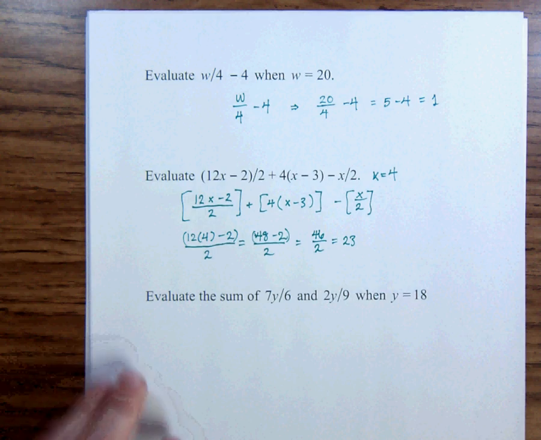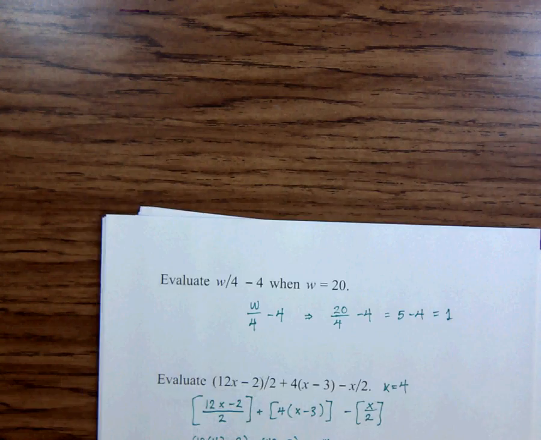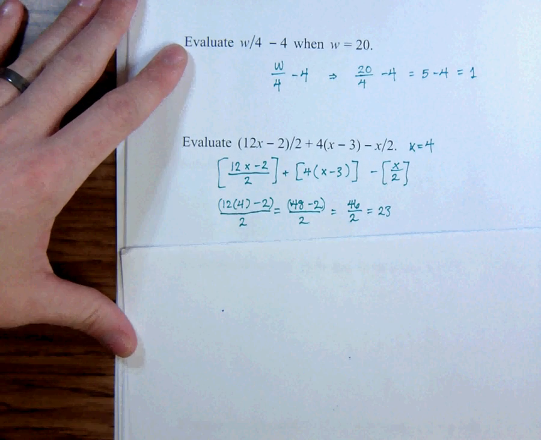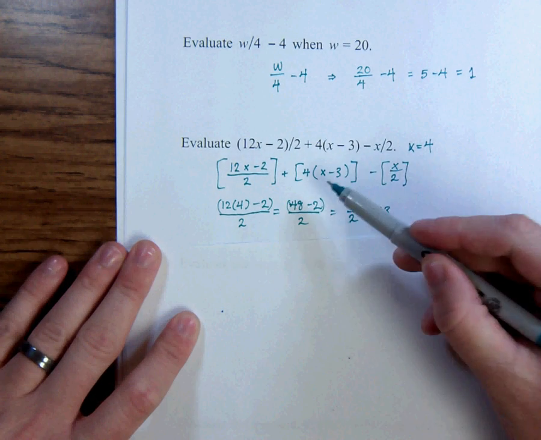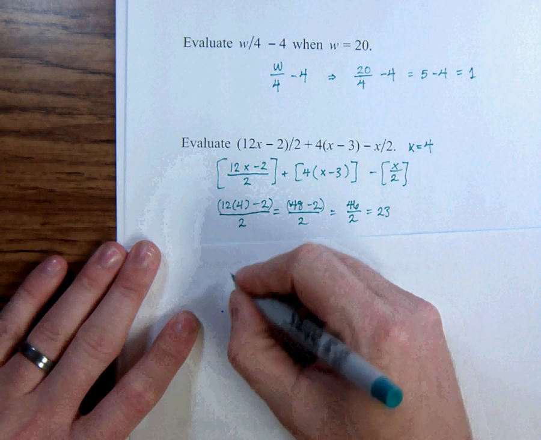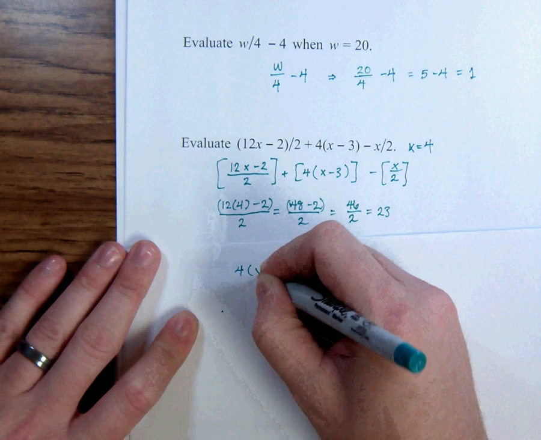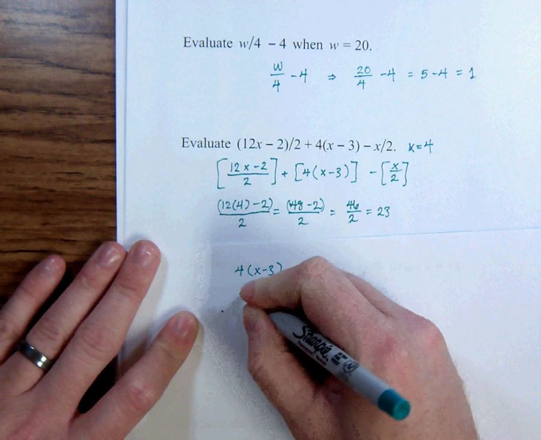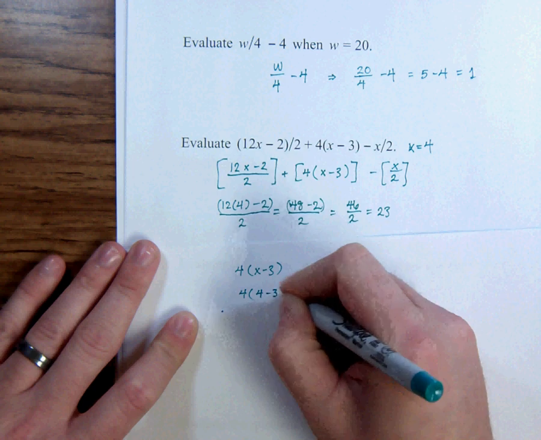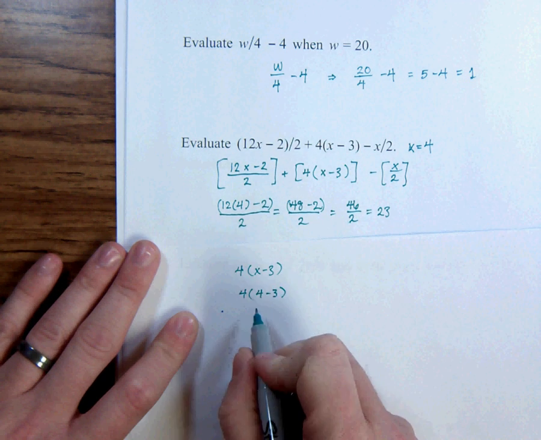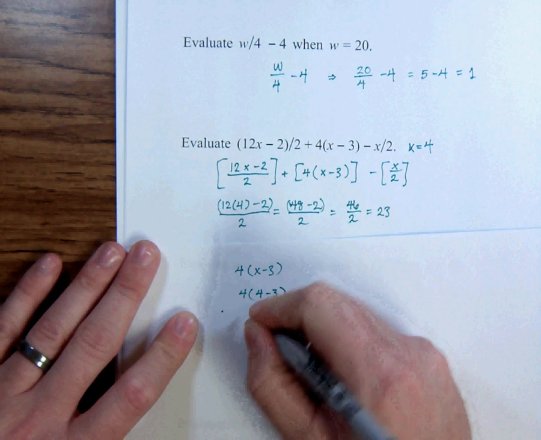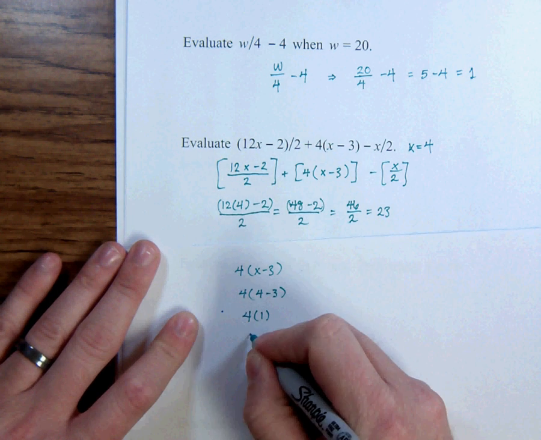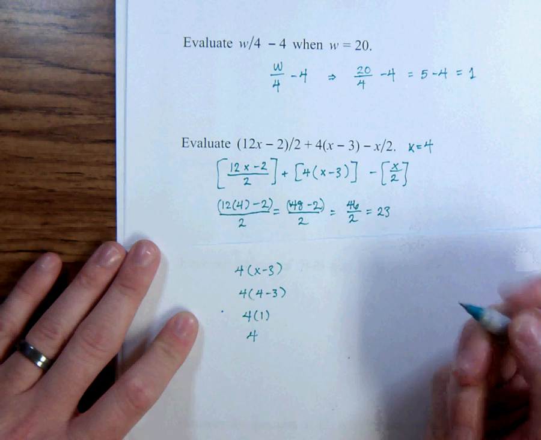So I'm going to grab a second sheet of paper from the bottom. And let's continue. So we have the 23. I'm going to do this term now. So 4 times x minus 3. Replace the x with 4. 4 times 4 minus 3. We have to do our parentheses first. So 4 minus 3 is 1. So 4 times 1. And anything times 1 is just equal to itself. So the answer to this one is 4.